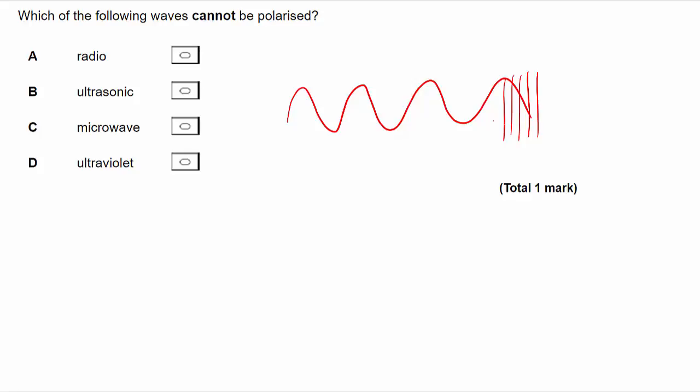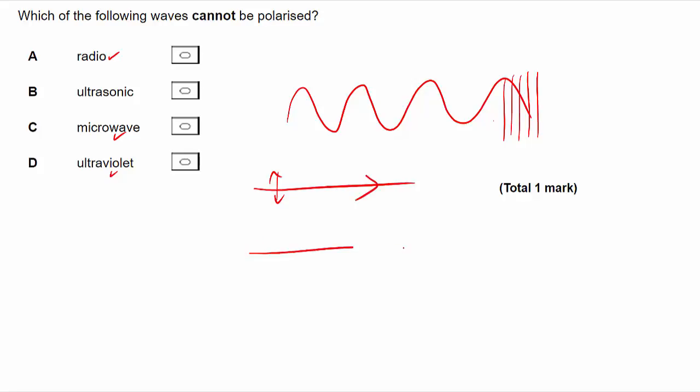Right. So radio waves, they are transverse. So they can be. Ultrasonic waves, let's come back to that one. Microwaves, again, another type of electromagnetic wave, they are transverse. Ultraviolet, another type of EM wave, they are transverse. Well, ultrasonic, they aren't waves that oscillate up and down if this is the direction of movement.